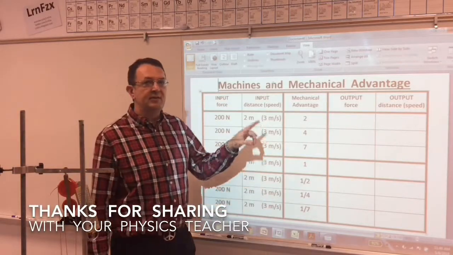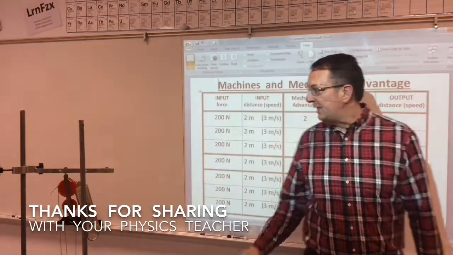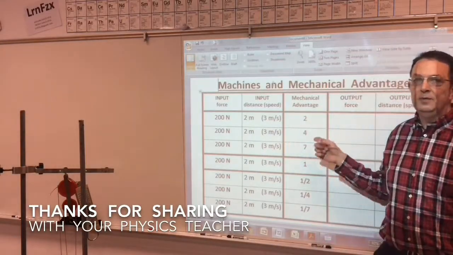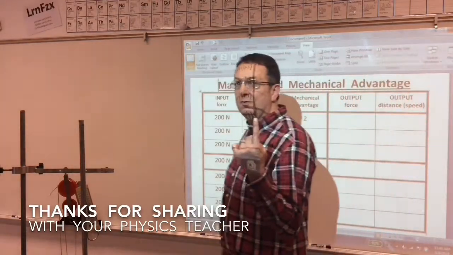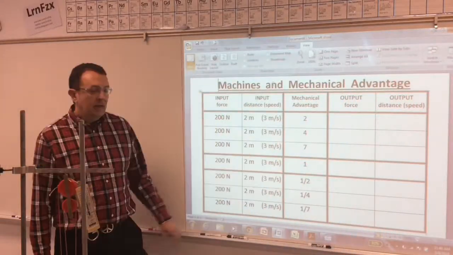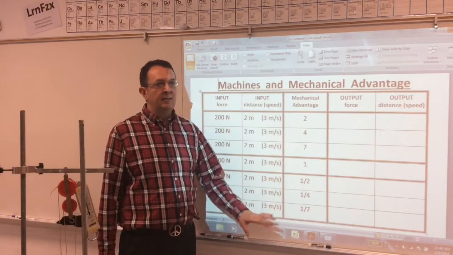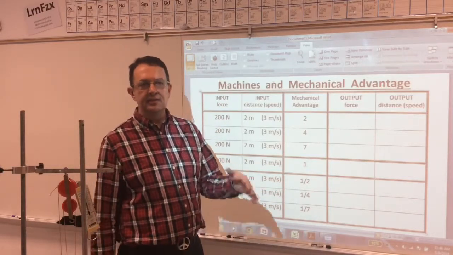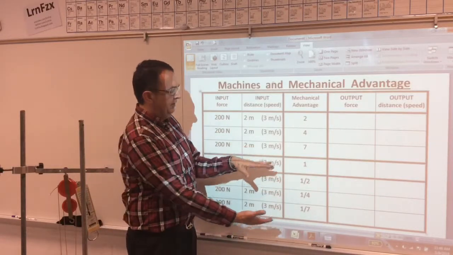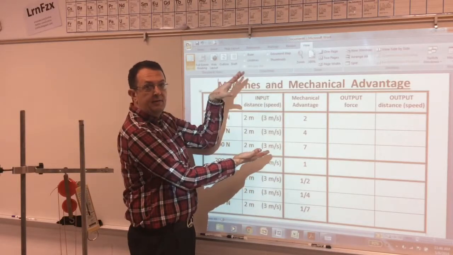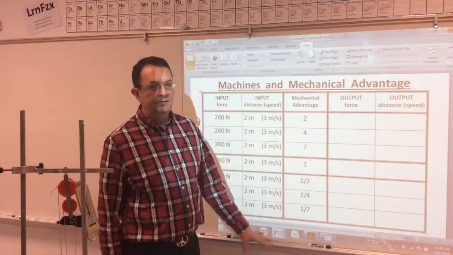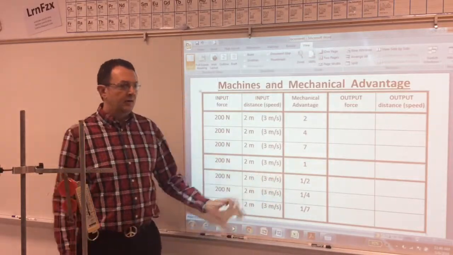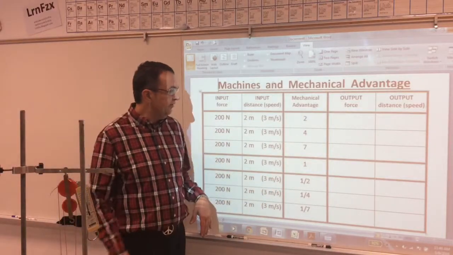All of these machines have a different mechanical advantage. The mechanical advantage of the first one is 2, and then 4, and then 7. So you're increasing the mechanical advantage. Then you're going to a mechanical advantage of 1, and then you're going into the fractions. Now mechanical advantage can't ever be less than 0. So it's the 0 to 1, the 1, and the greater than 1. So less than 1, 1, greater than 1, but not negative numbers. These are all decimals that are less than 1, greater than 0.